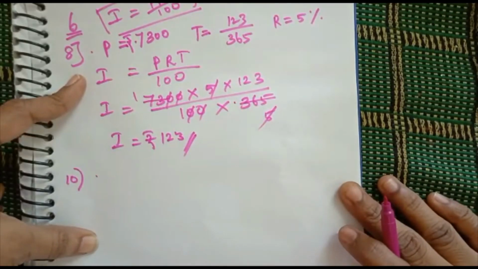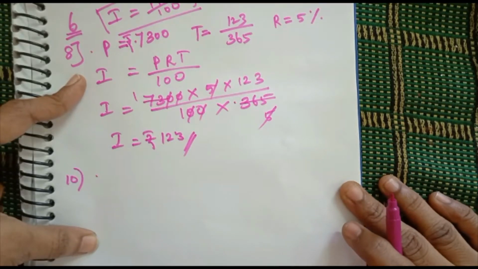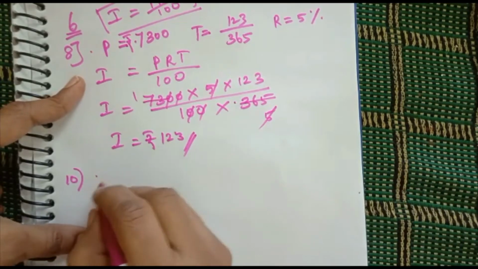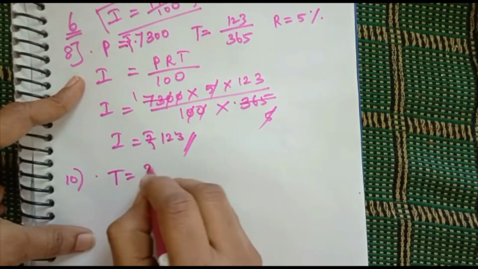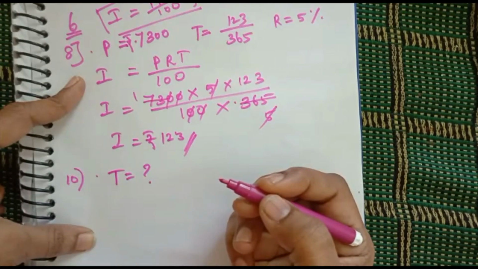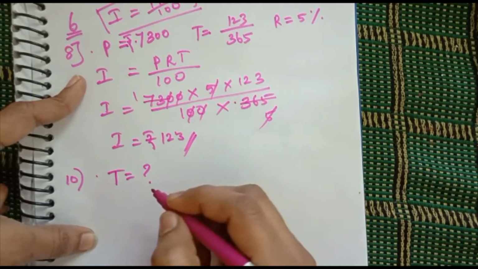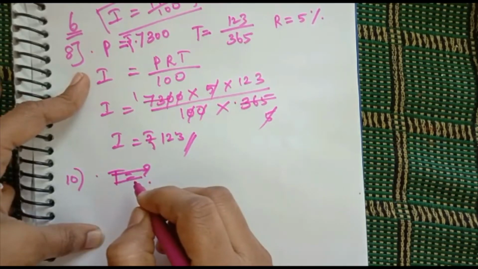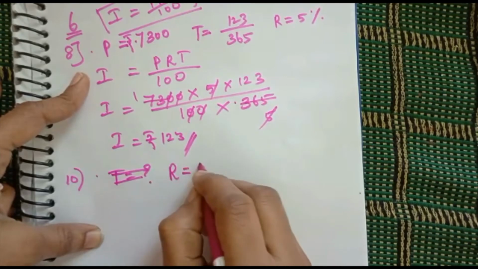On a certain sum, the simple interest at the end of 6 1/4 years becomes 3/8 of the sum. Find the rate of interest. Students, read the question once again, and then listen. Here we have to find T, sorry students, we have to find the rate of interest.